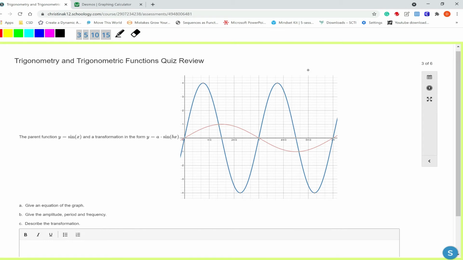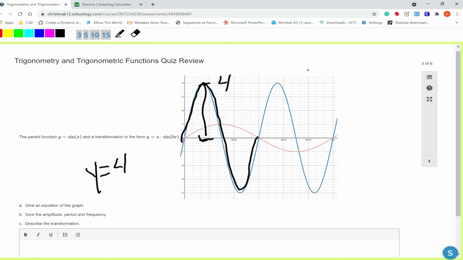So our amplitude is just going to be 4. And then we repeat every pi units. So we made a full rotation after pi.